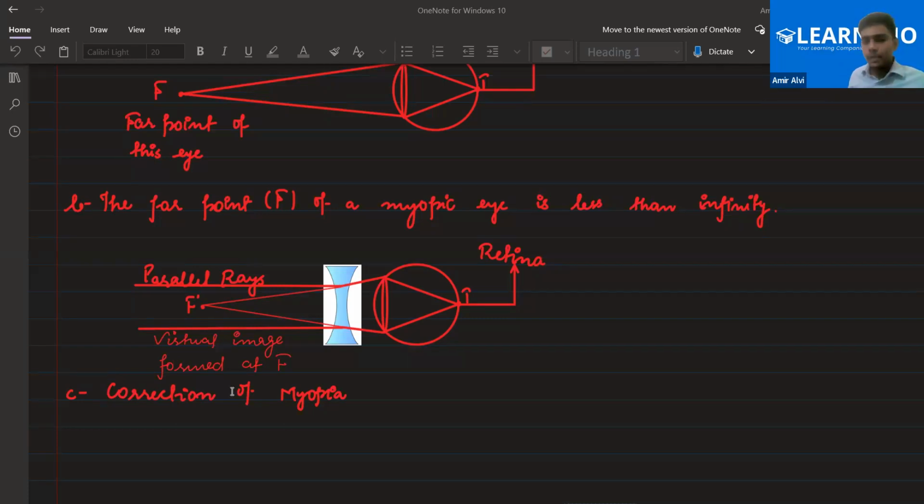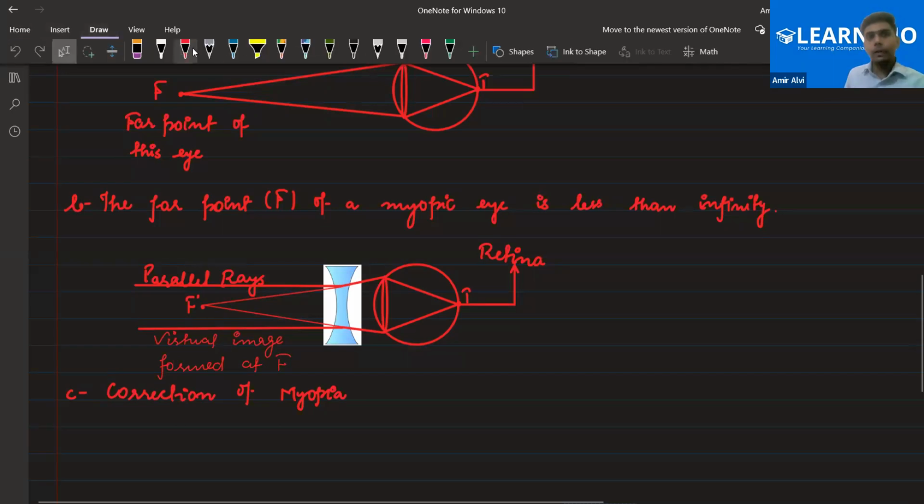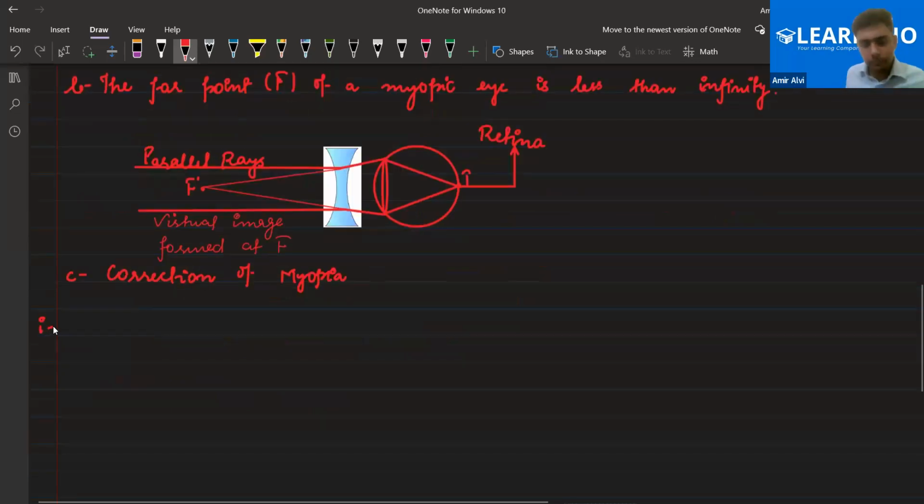Okay, so Shazil, we have basically completed the ray diagram for the myopia, right? So now let's understand. As you can see, the lens used to correct the myopic eye is the concave lens, right? Yes, sir. Okay, so I'm writing it here.